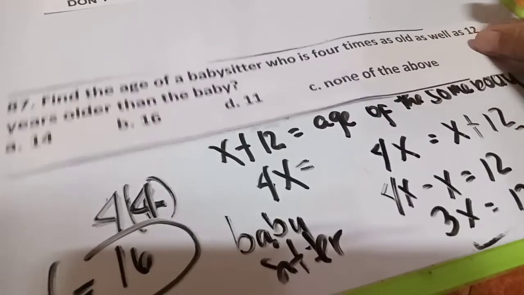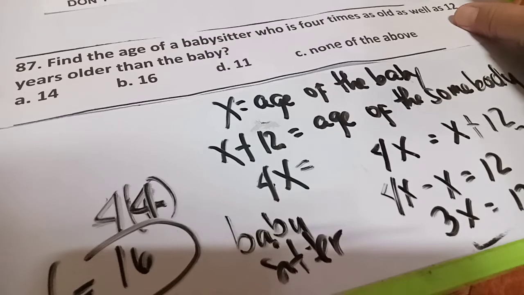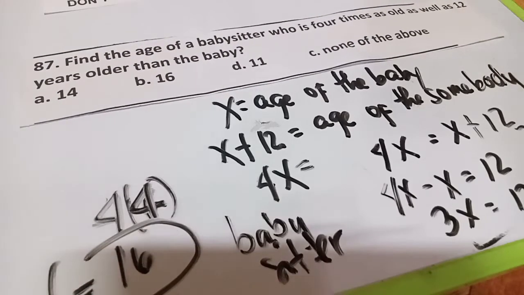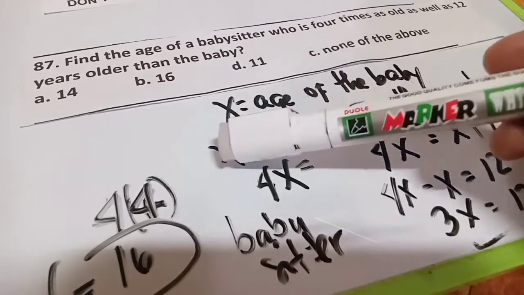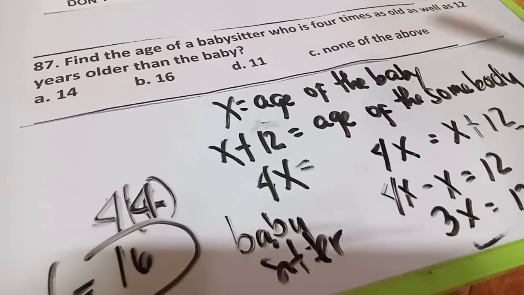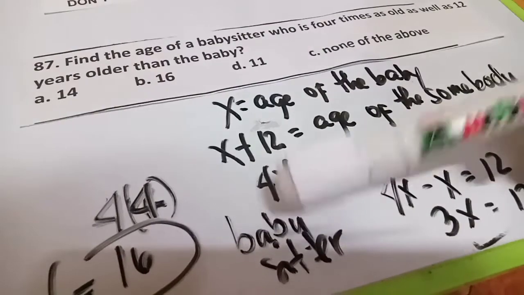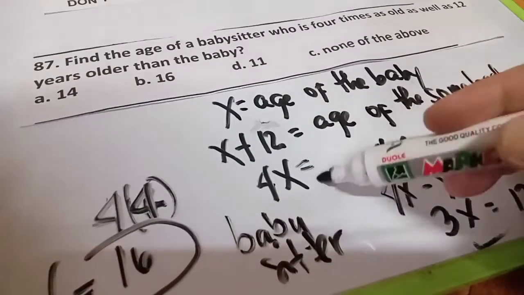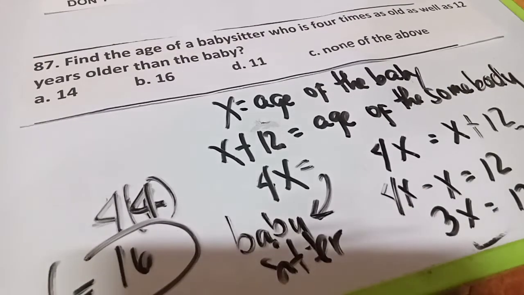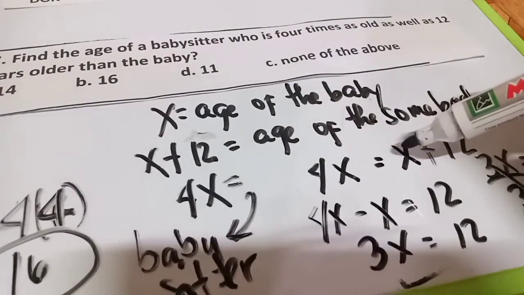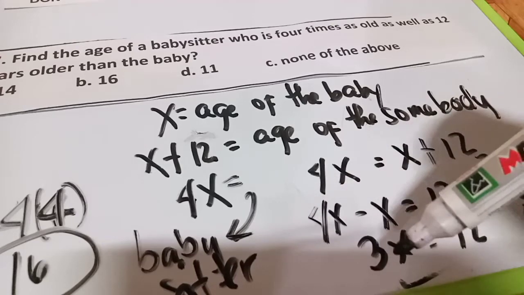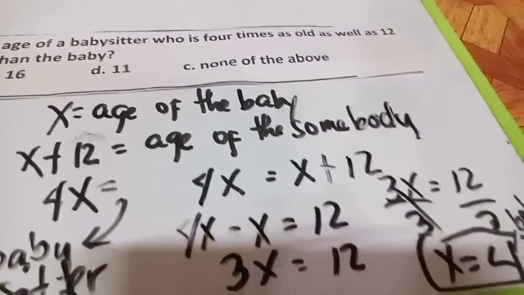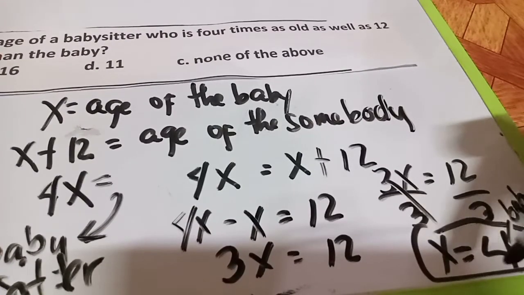Again, find the age of a babysitter who is 4 times as old as 12 years older than the baby. So let's represent x as the age of the baby, and then 12 years older, so x plus 12. We need to represent 4x as the babysitter. Therefore, we will proceed with the equation 4x and x plus 12. Then we transpose: 4x minus x will become 3x is equal to 12. And then 3x cancels out, so 12 divided by 3, x is equal to 4.